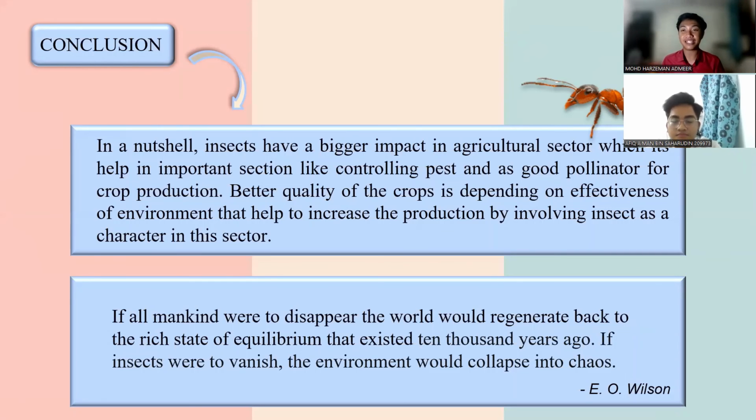Before I end my presentation, I would like to share a quote from E.O. Wilson, who said, if all mankind were to disappear, the world would regenerate back to the rich state of equilibrium that existed 10,000 years ago. If insects were to vanish, the environment would collapse into chaos.